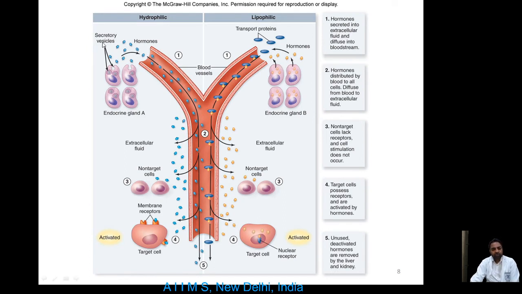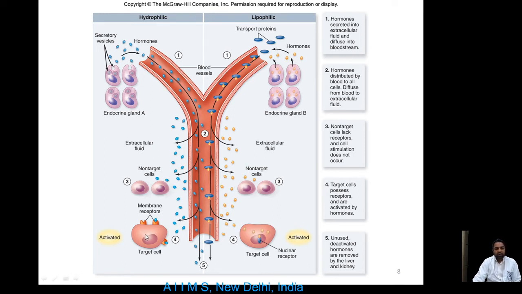So this is the hydrophilic and the lipophilic. The hormone enters the bloodstream and comes to the target organ, the extracellular fluid. If it is a non-target, it will not act there. It only checks whether it finds the receptor on the cell, and then it gets activated. Otherwise it is not activated, and it has a half-life, meaning a certain time period, after which, if it doesn't find its target organ, its activity will be lost.